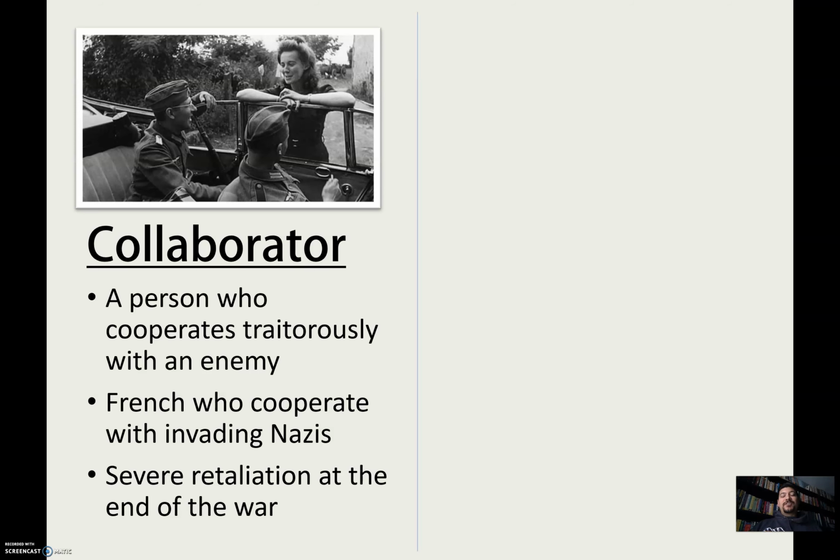They were marked. These women, a lot of them, their heads were shaved. Some of them were even beaten up. A few of them were even killed if they were put on trial and found that their actions were traitorous, basically, to their country, if they committed treason against France. So in a few instances, they were killed for collaborating with the Nazis.